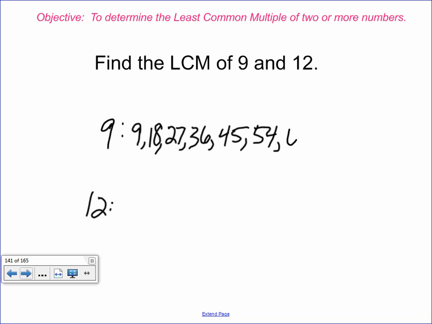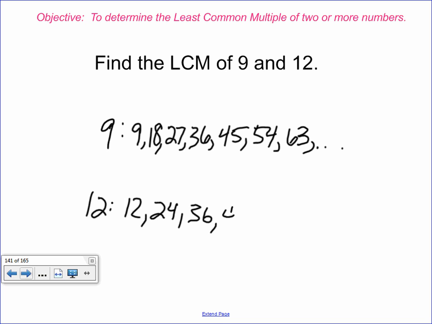3 cheers for yes, huh? 63. All right. Let's see if that's a long enough list. All right, then we do multiples of 12. So 12 times 1 is 12. 12 times 2 is 24. So 24 is a multiple of 12. 12 times 3 is 36. So 36 is a multiple of 12.